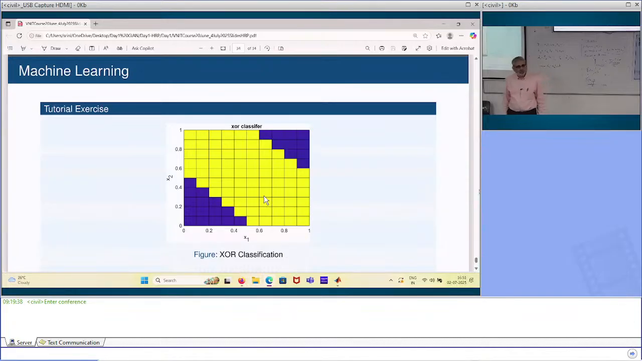Yellow is one region and violet is another. So that's a non-linear classifier. Right? So you do that, you are home. I think that's the last slide.